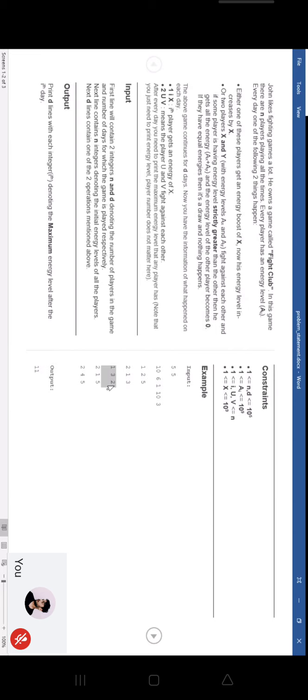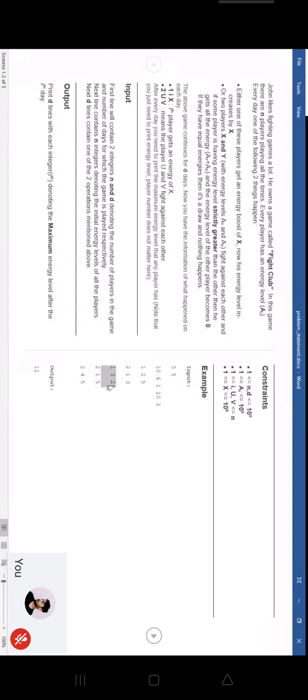So what is the maximum energy on the third day? That is 2, right? But in the output, just go through the statement. What is mentioned? Denoting the maximum energy level after the ith day.